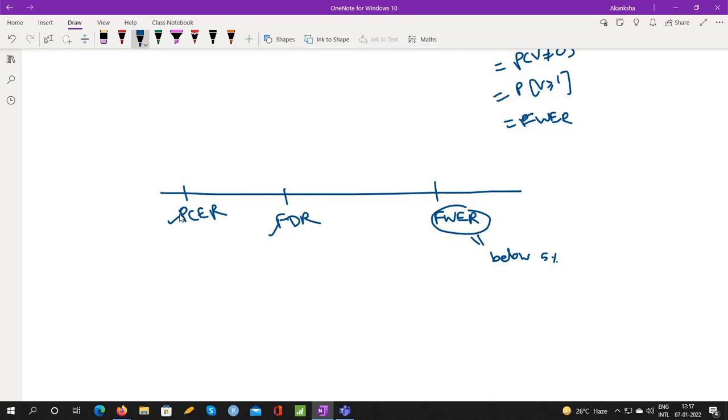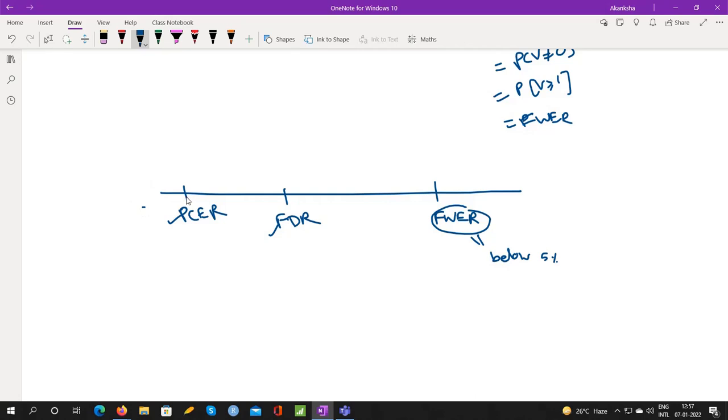So Bonferroni and Sidak, both these procedures try to control family wise error rate. They try to give an upper bound to the family wise error rate, which is equal to our level of significance. So they control FWER, make it below 5%. As a result, FDR will also be below 5% and PCER will also be automatically below 5%.